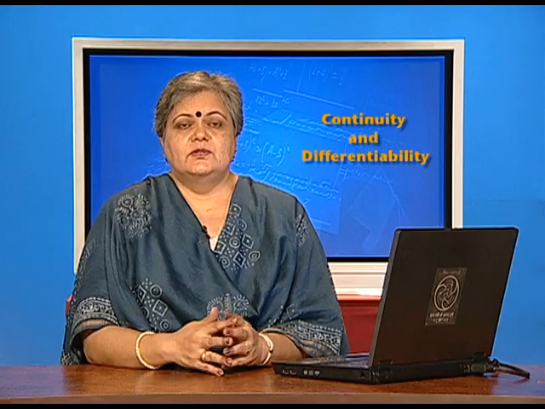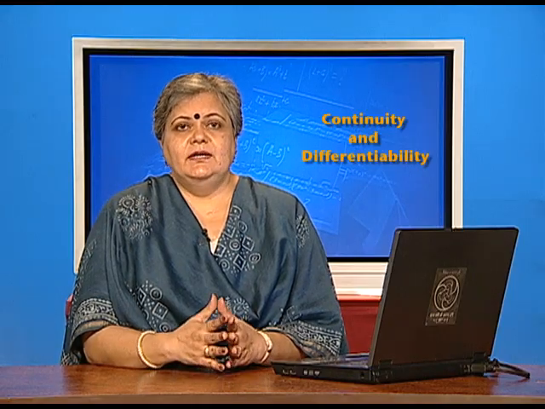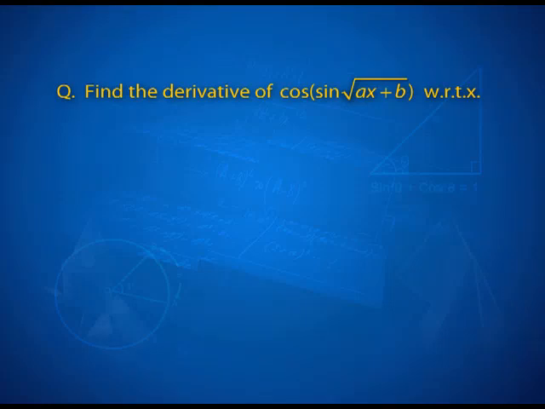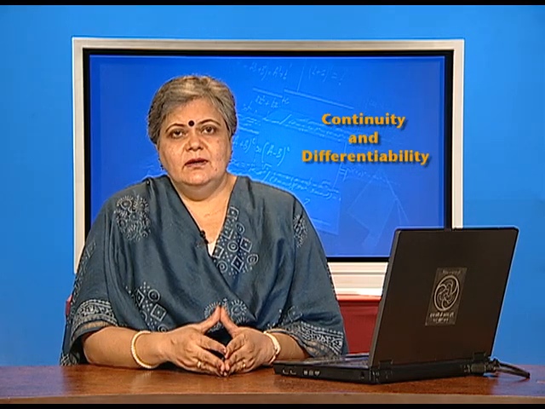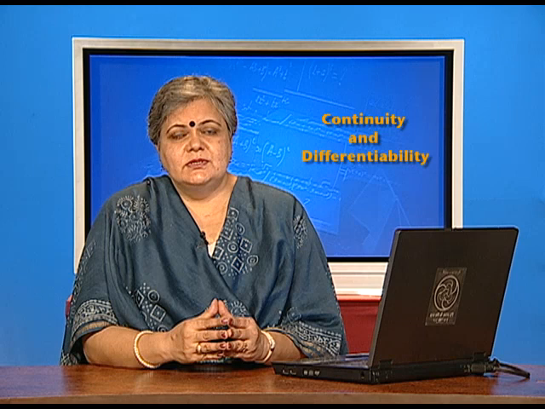So, we need to reinvent our strategy and then use the chain rule. Let us take a problem and see if I can explain to you how to cut short this assumption of u, v, w. So, we have a question which says find derivative of cos of sine of root of a x plus b. Do you see how many layers are present here? How many functions are composed?